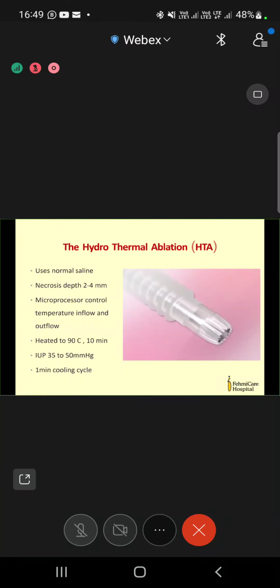The entire procedure takes 10 minutes. The intrauterine pressure will be 35 to 50 millimeters of mercury. Once the procedure is over, we have to give 1 minute cooling time. In other words, once there is an indication that the procedure is over, you should not immediately bring out the probe. Otherwise, it can cause burns to the vagina and the labia. So you have to give 1 minute, keeping the probe inside to get it slightly cooled.